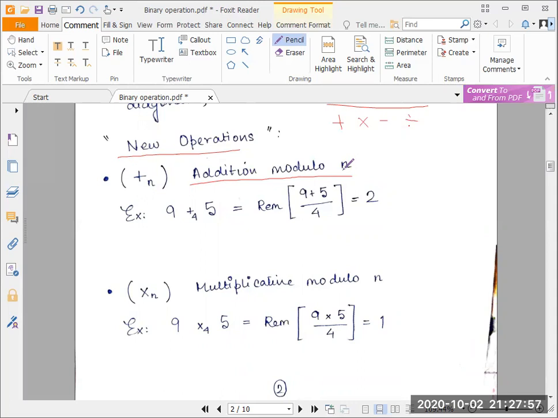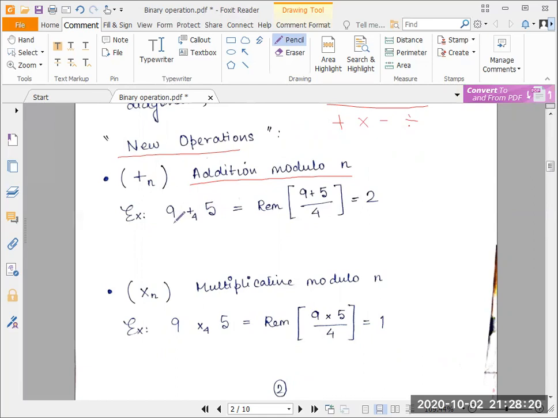Now, how does this operation work? We know what happens when we consider the addition operation. Essentially, if it's a plus b, we simply add the two numbers. So that's the addition operation. So how does this addition modulo n operator work? I have taken an example to illustrate the procedure of addition modulo n.